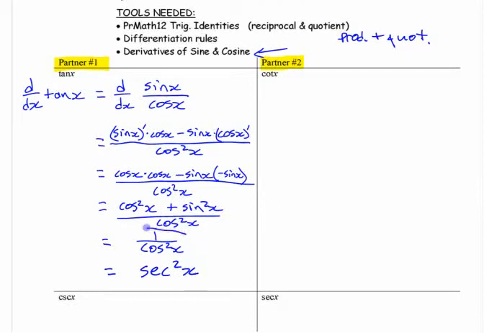You could stop at 1 over cos² if you want, but they normally write it in terms of secant, so it's not a quotient. It's easier to work with if it's not a reciprocal or a quotient like that. So the derivative of tangent is secant squared. I know that that sort of troubles people, and I don't know if they realize why. It's probably because suddenly there's a power in it, right? You start with tangent, you ask for its derivative. Its derivative is secant squared. That's just the way it is.